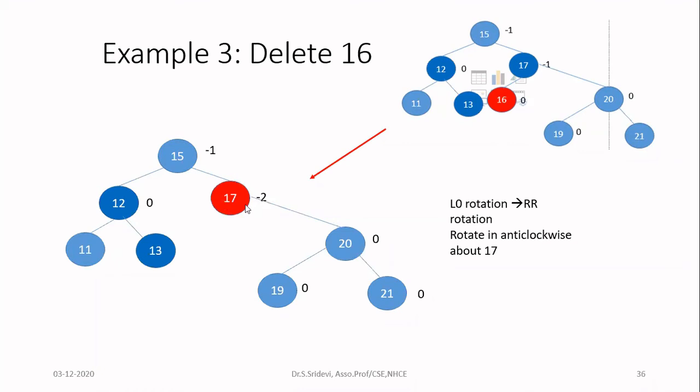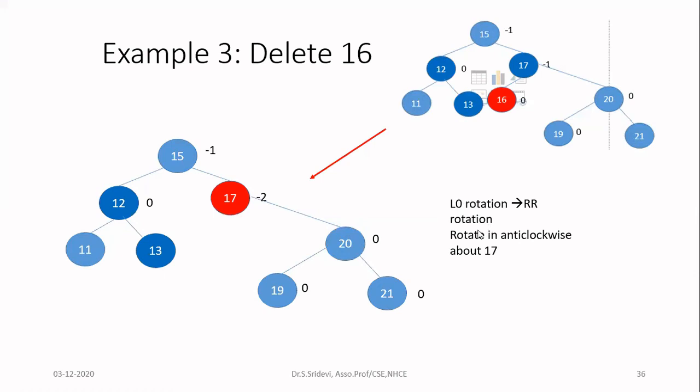Now, this is having the imbalance. So find out what is the type of rotation. We have deleted the node from the left subtree of 17. Because of that only, we are getting the imbalance. So the imbalance type is L. Then go to the imbalance node 17. With respect to the imbalance node, go to the root of the right subtree. The root of the right subtree is 20. The balance factor of 20 is 0. Therefore, I have to apply L0 rotation. If it is L0 rotation, we need to apply RR rotation.